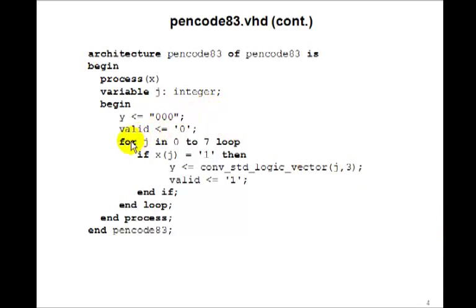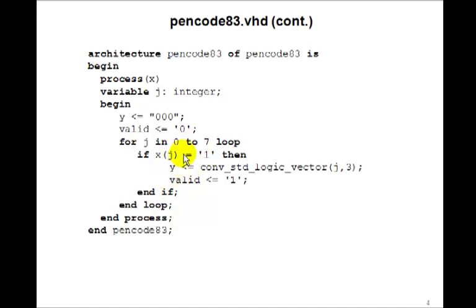Well, let's look. We say for j in 0 to 7 loop, if x(j) equals 1, then y gets j, converting to a standard logic vector like we did before. But this is a signal assignment. Remember how signals work. When does y get updated? Not till the end of the process. So we go through this for loop. Suppose j is 0 and x0 is 1. Well, then y will be 0. Suppose x1 is 1. Y will be 1.